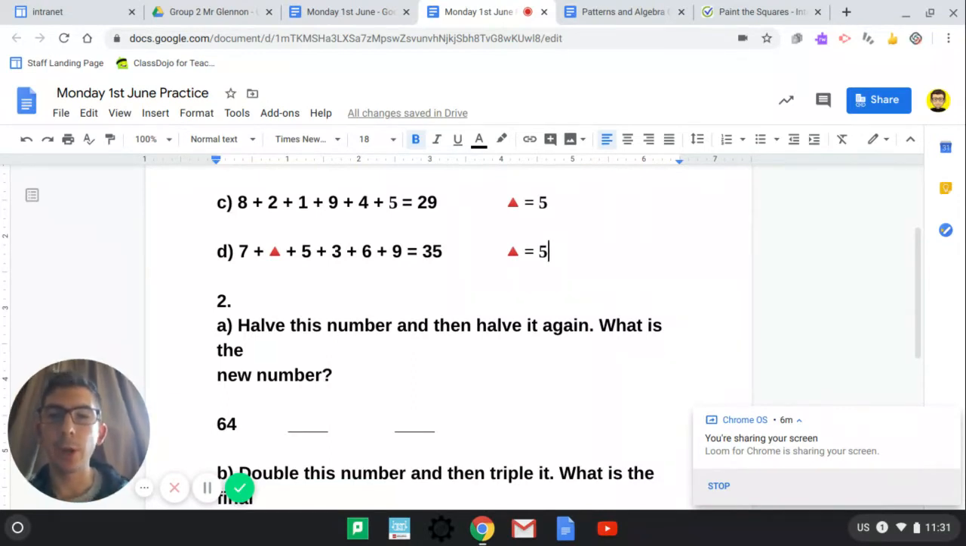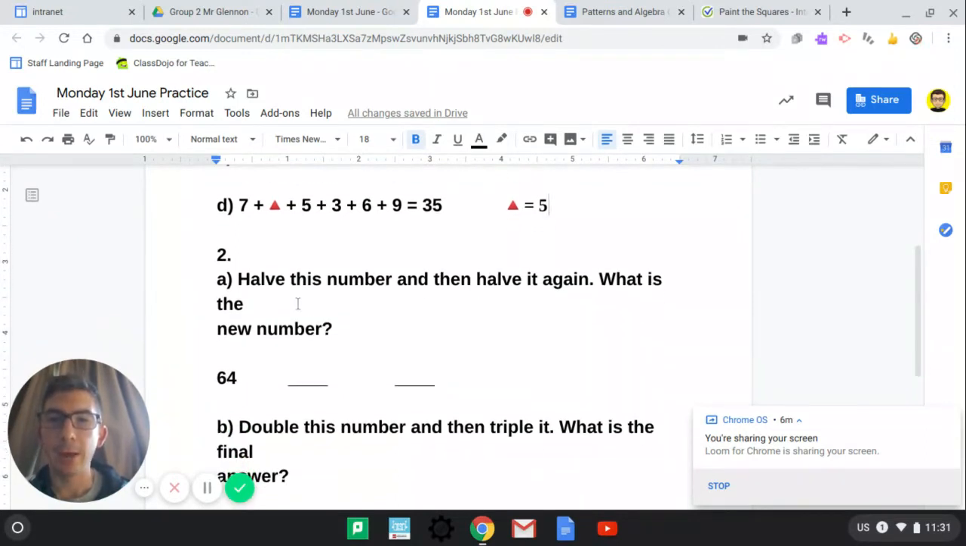Moving on to our worded problems, okay? It says, half this number, and then half it again. What is the new number? Okay, we know when we half something, we divide it by 2. So the number that you're starting with is 64. You're going to half that.